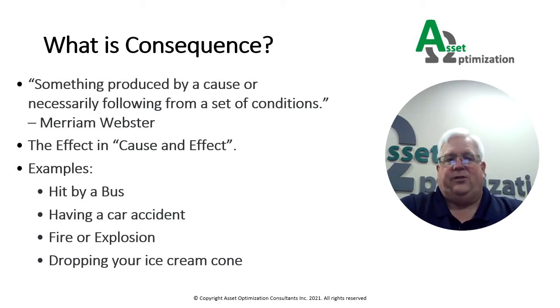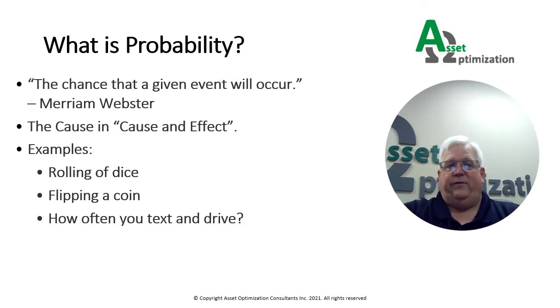Merriam-Webster defines it as something produced by a cause or necessarily following from a set of conditions. It is the effect in cause and effect, and examples from everyday life could be as serious as being hit by a bus, having a car accident, observing a fire or explosion, or even stumbling and dropping your ice cream cone on the ground. Now that we have defined consequence, what is probability and how do we define it?